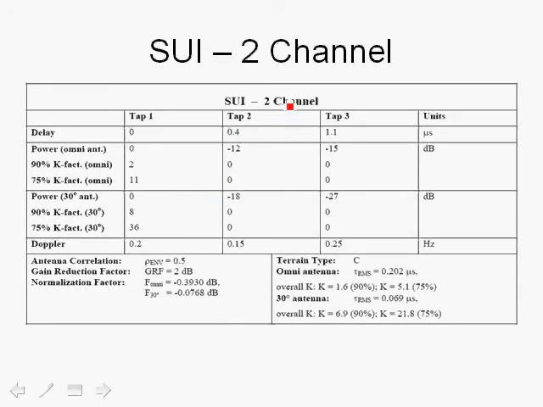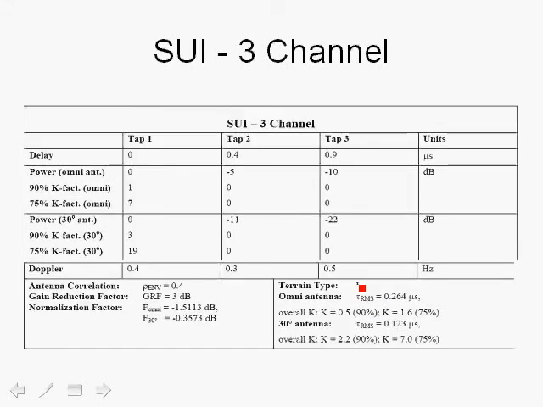For the SUI-2 channel, we have, again, high K factors. Here are the delays for the various taps, tap 2 and tap 3, and also the associated power. You can again get the power delay profile here. We have different Dopplers for each tap. And again, it's type C terrain. Here we have SUI-3, where the terrain is type B, and we have a lower K factor than the previous cases. Also notice the delays and the power for each tap.